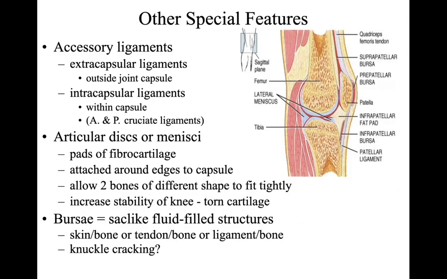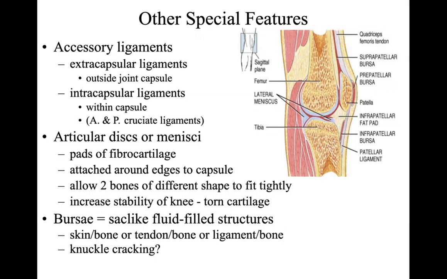So other special features we have here, we have a lot of accessory ligaments. Since these are freely movable, they're going to need some extra help with stability. So extracapsular ligaments are outside the joint capsule. Intracapsular ligaments are within the joint capsule. So your anterior and posterior cruciate ligaments are examples of these. With each joint, these ligaments do get their own names.